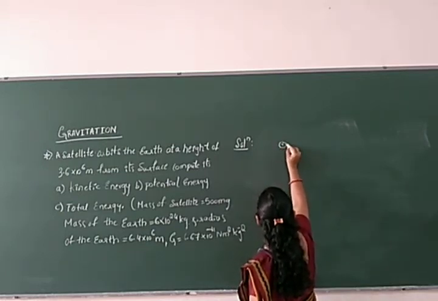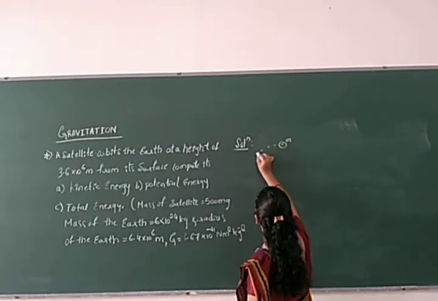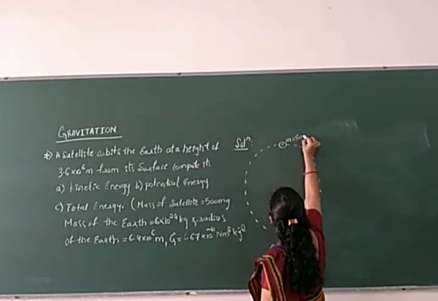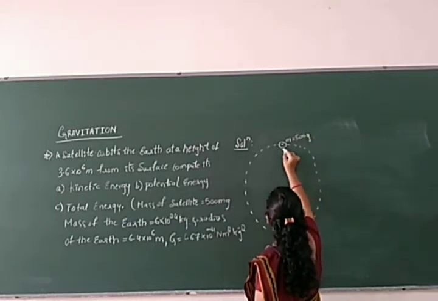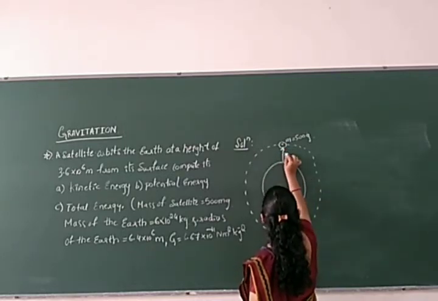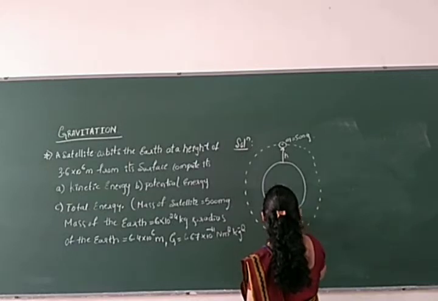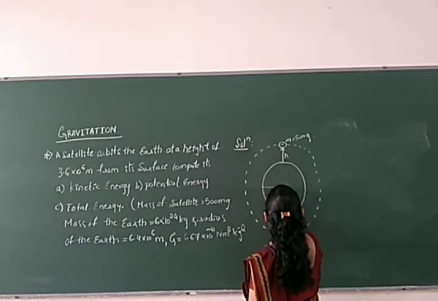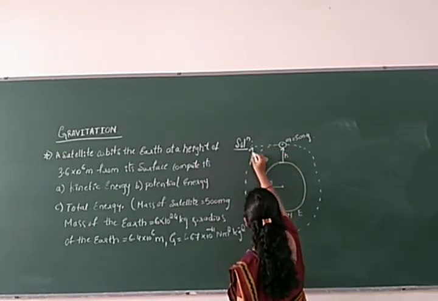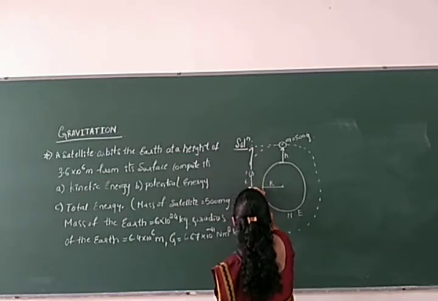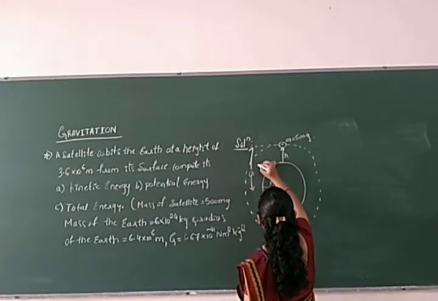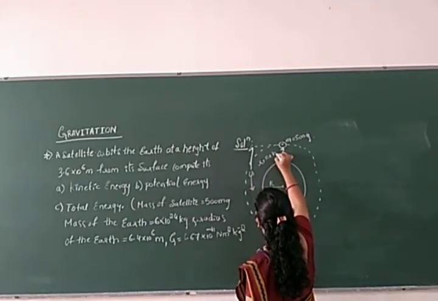Let us consider this is the satellite of mass m, 500 grams, which is already given. It is at a certain height from the surface of the earth. This is the earth, with mass capital M and radius R. It is at a certain height from the surface of the earth. So this small r is nothing but the radius of the orbit, that is equal to R plus h.